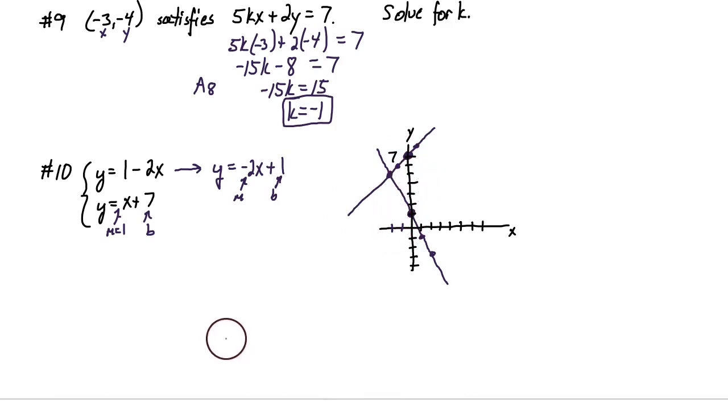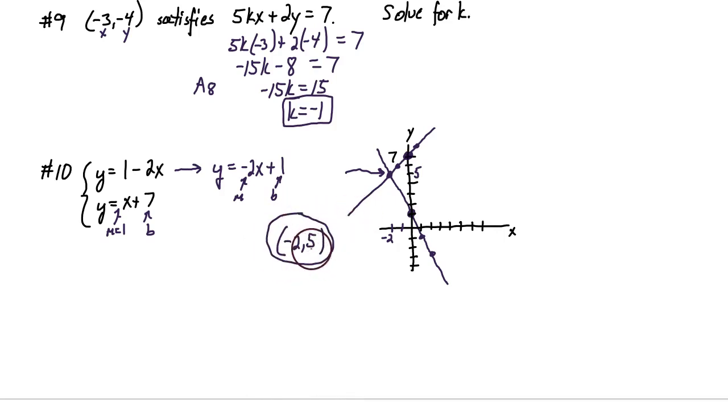Now we can find the solution to the system. It is this point here where the lines intersect. This seems to be on -2 on the x-axis and at +5 on the y-axis. It is the point -2, 5.